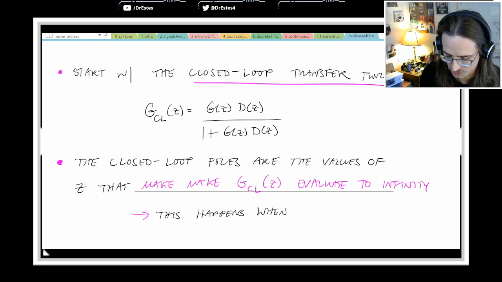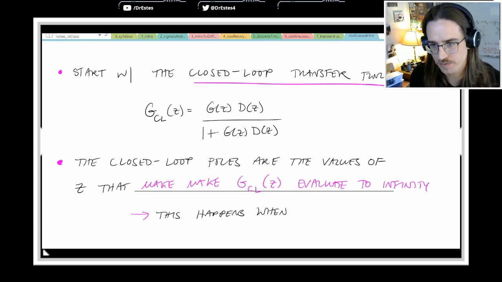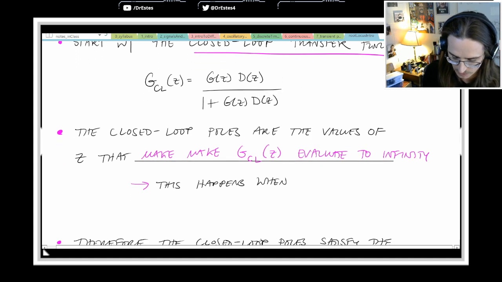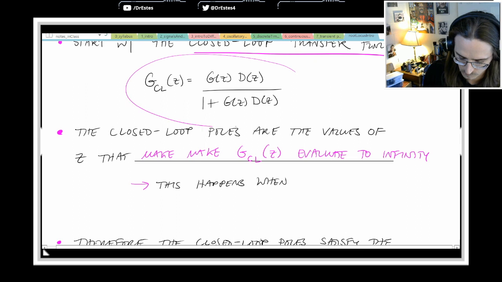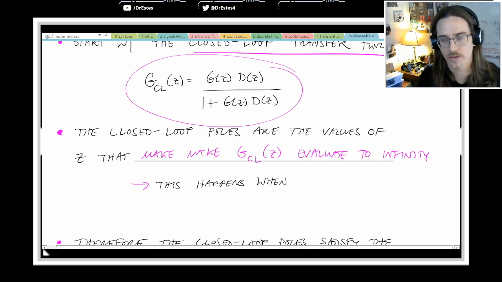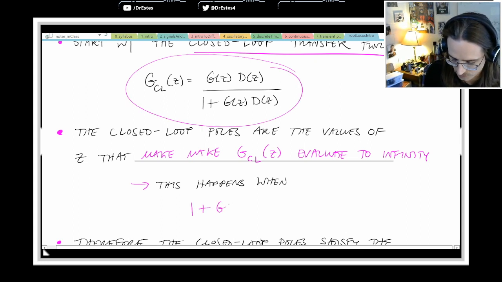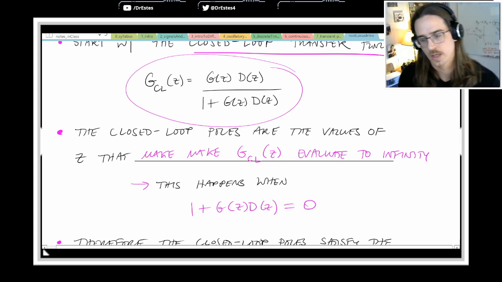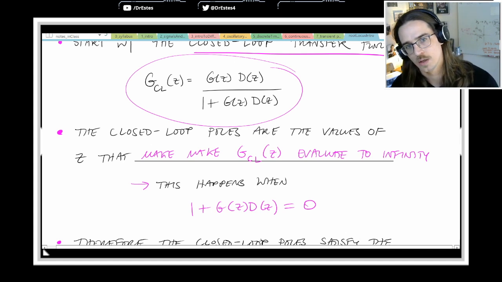So this is just the definition of poles. Remember, poles make a transfer function evaluate to infinity. And this happens when, if you look at this, we can make this evaluate to infinity if we have this condition satisfied: 1 plus G(z) times D(z) equals 0. Because then we'd be dividing by 0. It would be infinite.